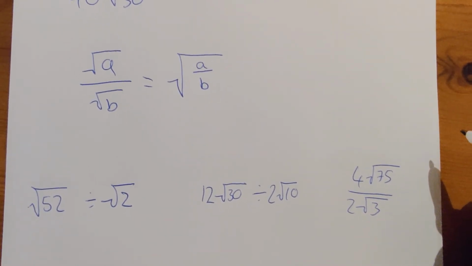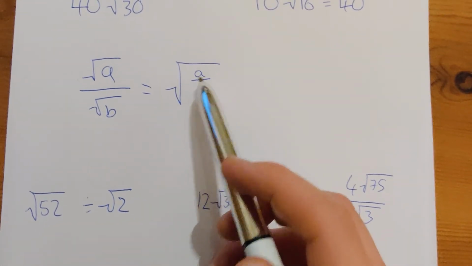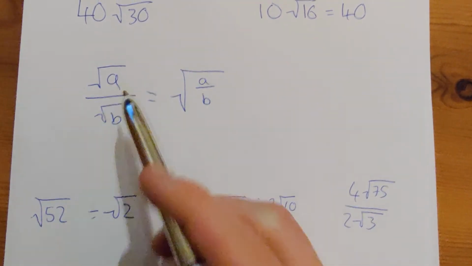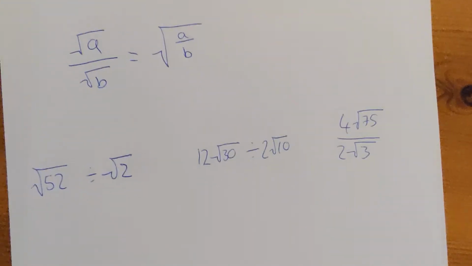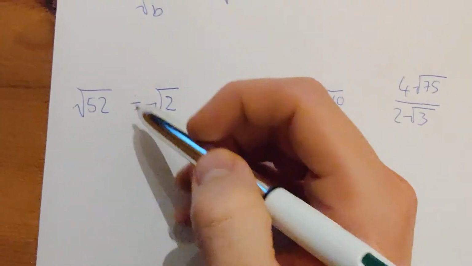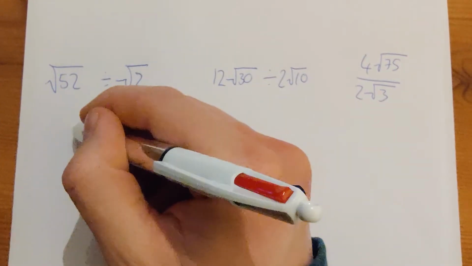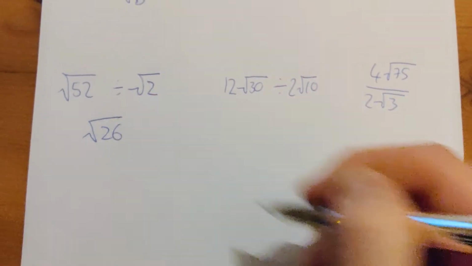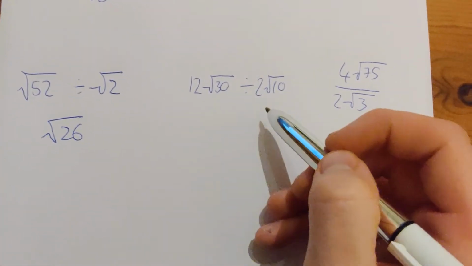You can see I've written it in fraction form there, but you could write it with a divide symbol as well. And again, just like with multiplying, sometimes we go from this one to this one, and sometimes we go from this form to this form. Today we're going to be mostly going this way. So here are 3 examples. Square root of 52 divided by the square root of 2 is just square root of 26. Simple as you like. Here's some with some coefficients.